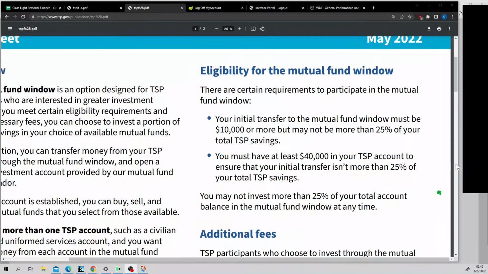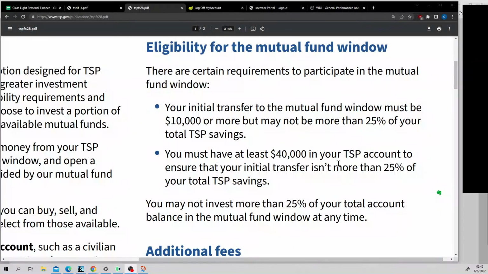For one, let me bring this up. It says your initial transfer to the mutual fund window must be $10,000 or more, but may not be more than 25% of your total TSP savings, which means you have to have at least $40,000, because in order to have $10,000 and 25%, you need at least $40,000. And it's got this weird note here.